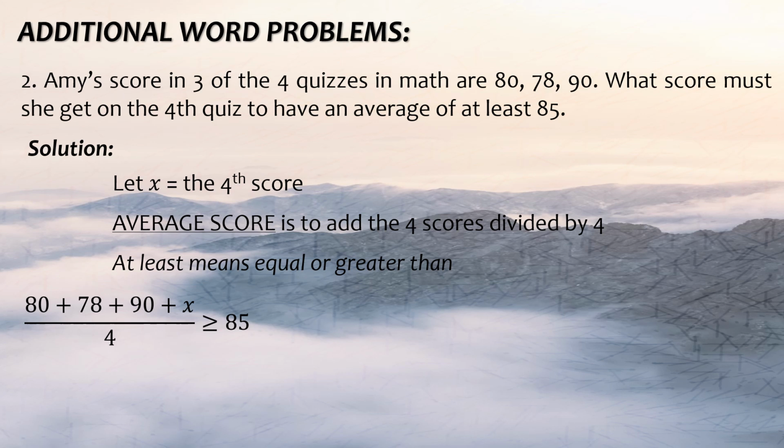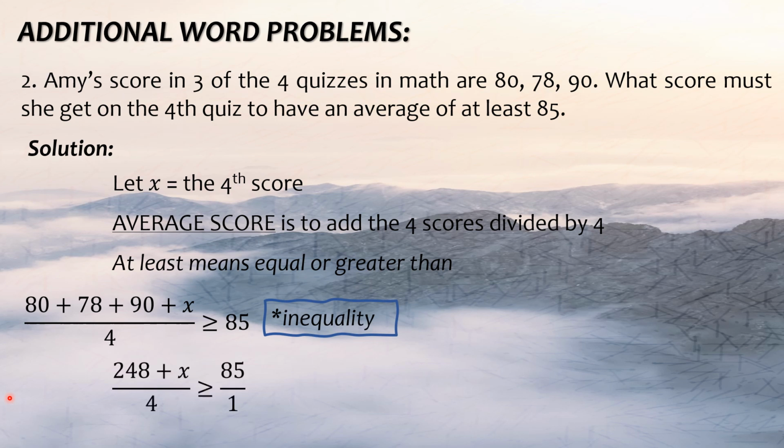So, we have the given inequality 80 plus 78 plus 90 plus x, which is yung pang-apat na score dapat ni Ami sa quiz, divided by 4 is greater than or equal to 85. Ginamit natin yung inequality symbol na greater than or equal to dahil ang keyword is at least. So, we have the given inequality.